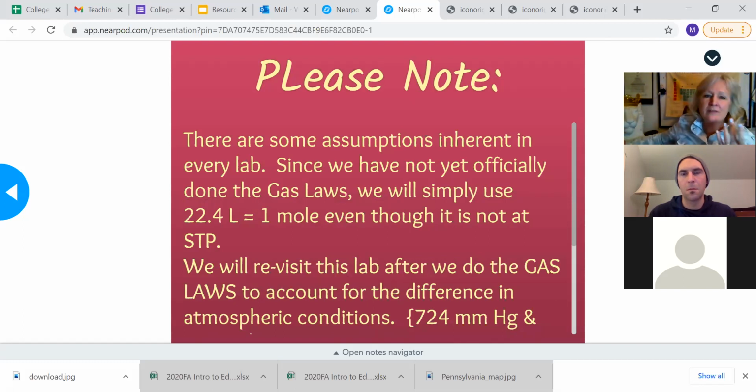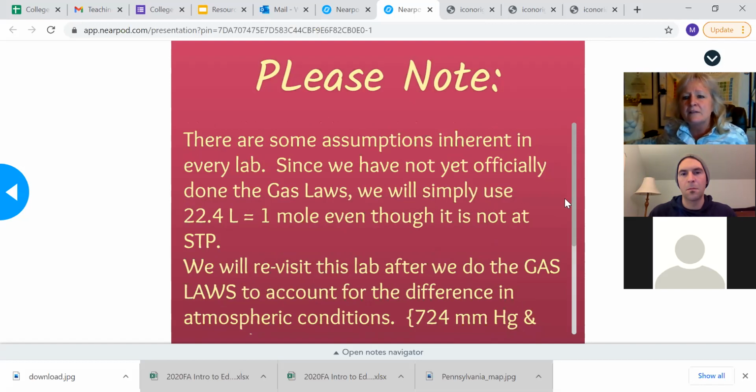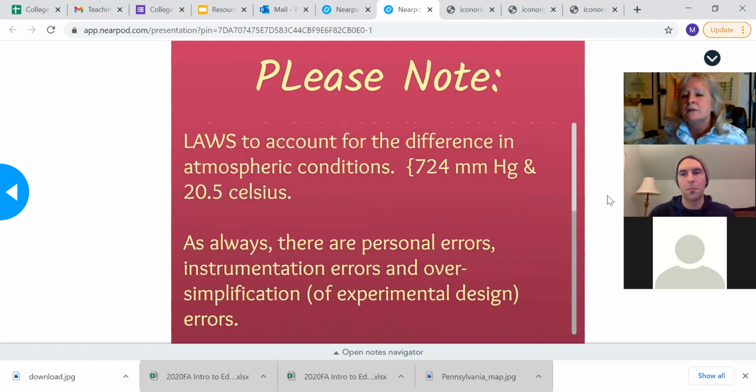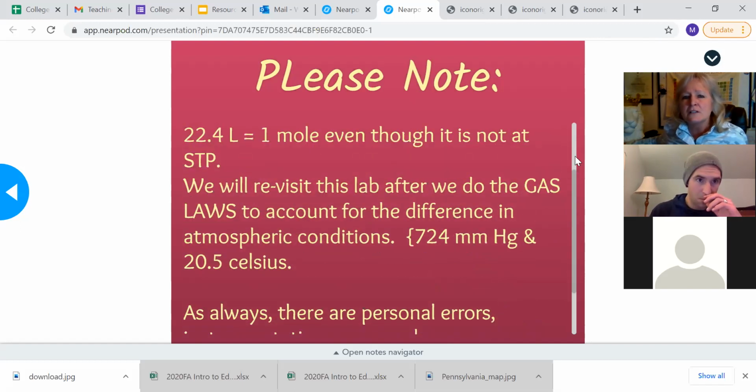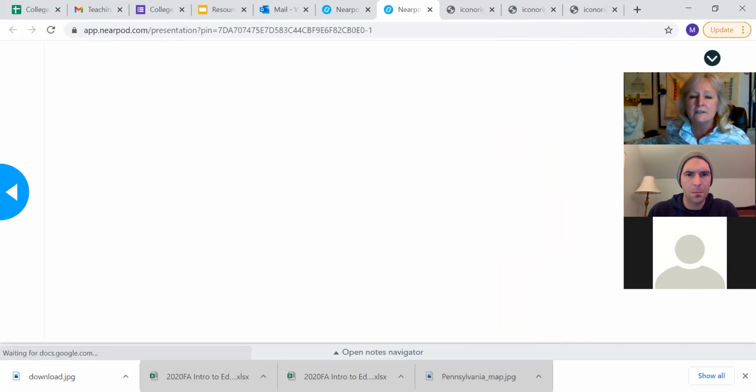Then with every lab, I go through disclaimers and I tell them that there are assumptions inherent in every lab that we do. I talk to them about the gas laws. Obviously, this particular lab I did before I did the gas laws. I did it in the stoichiometry section.